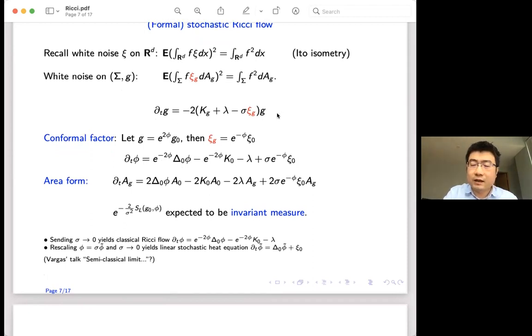So we can write this as our stochastic Ricci flow, and at this moment it is completely formal because it involves multiplication with a distribution. We can also formally write down the equation for the conformal factor and the area form. For the conformal factor, we just add a white noise at the end, and here you can prove that if a metric G is conformal to a reference metric, then the white noise is equal to e to the minus phi times the white noise with respect to the reference metric. So here I'm just adding this ξ_G, but you can also write it as e to the minus phi times ξ of the reference metric. For the area form, it's just adding this noise times the area form in the same way as here for the metric.